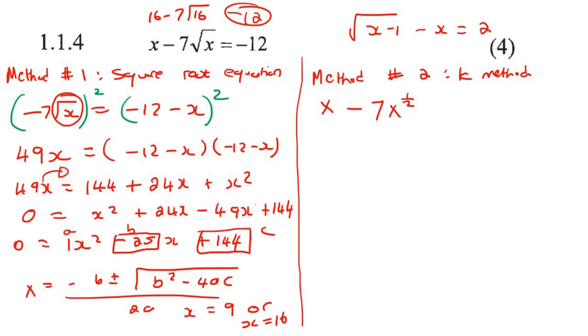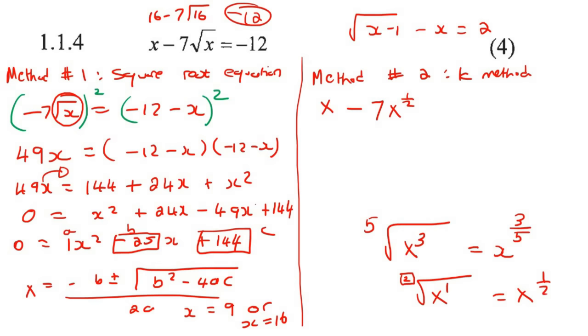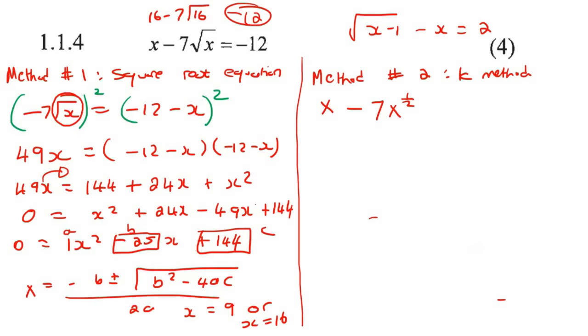For example, if you have x with a 3 and a 5 over here, then we know that it's x to the 3 over 5. So if you have just an x, we know that there's actually the number 1. And over here, we actually have the number 2. And so that would be x to the 1 over 2. And that's what I did over there. Okay, cool. So now let's move on. And then that's going to be equal to negative 12. I'm going to then bring the negative 12 over, so it'll become a positive 12.